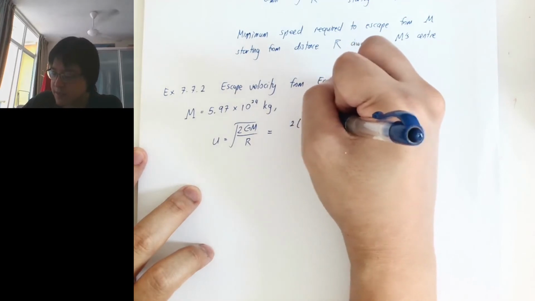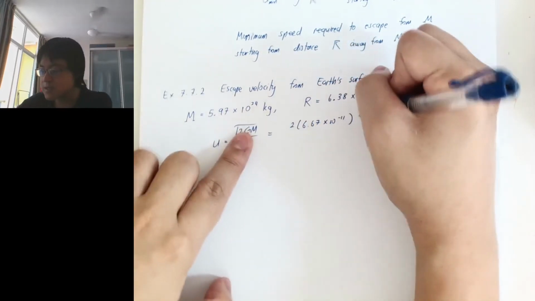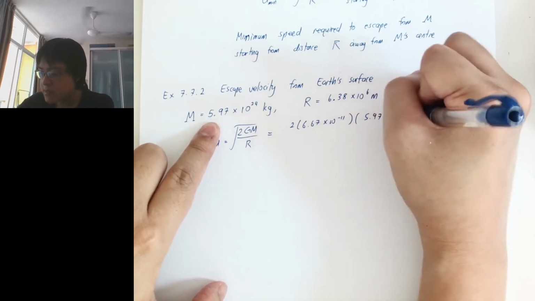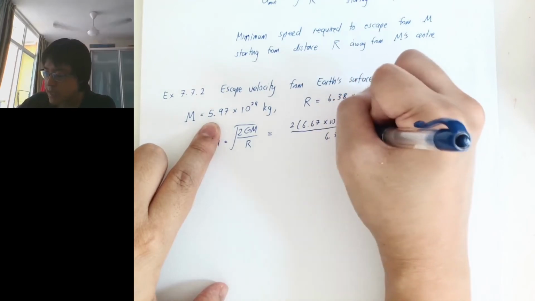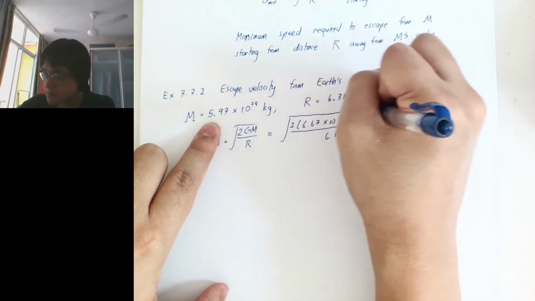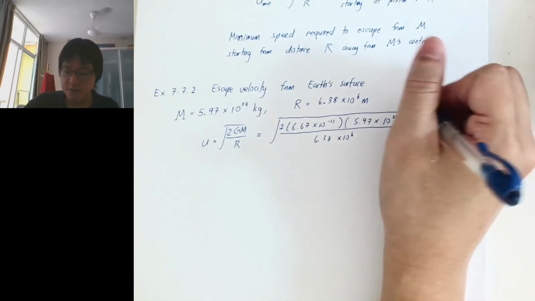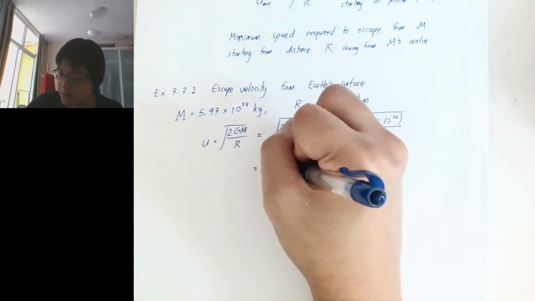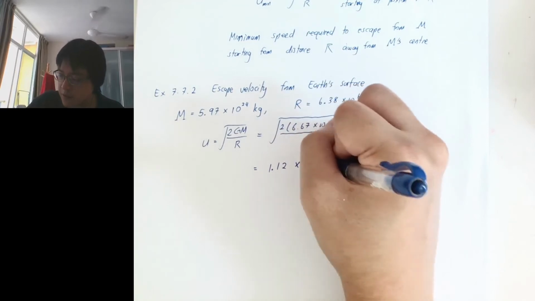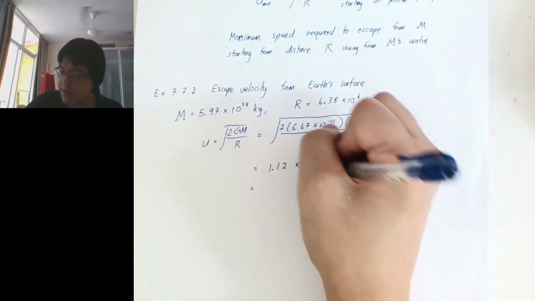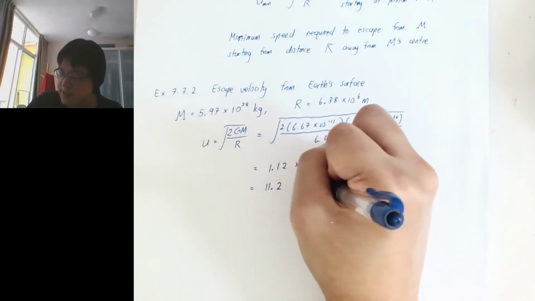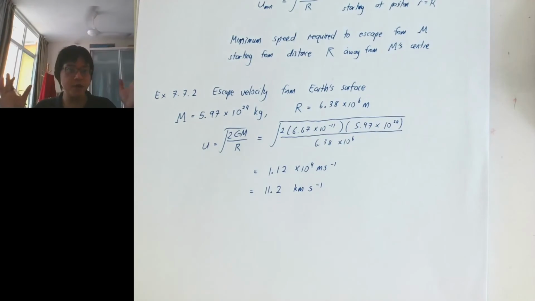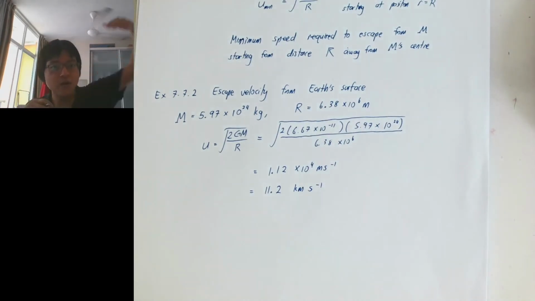So I got 6.67 times 10 to the minus 11. This is Newton's constant. The mass is 5.97 times 10 to the 24, and then dividing by distance. So 6.38 times 10 to the 6. Then if I calculate all these numbers, I get 1.12 times 10 to the power 4 meters per second, right? And if I convert to kilometers, I get 11.2 kilometers per second. So you need to travel at 11.2 kilometers per second in order to completely escape from the gravity of the Earth.